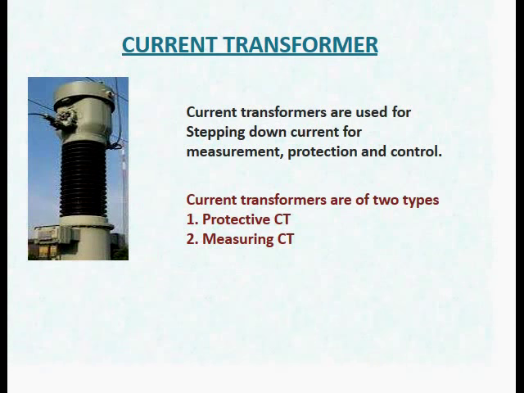The next major equipment in a substation is the current transformer or CT. A current transformer is used to step down current for measurement, protection and control. There are two types of current transformer or CT. The first one is a protective CT and the second one is a measuring CT.